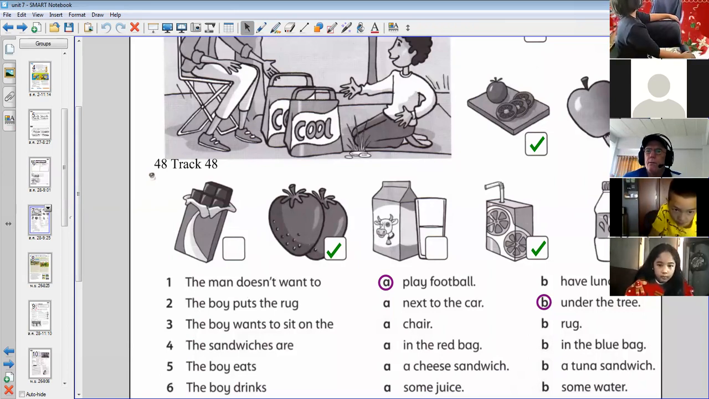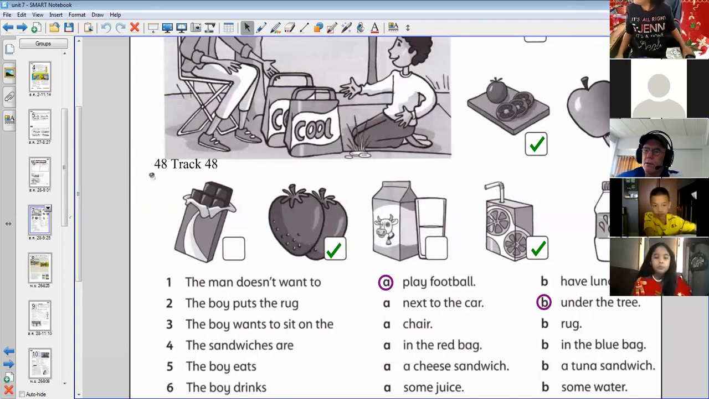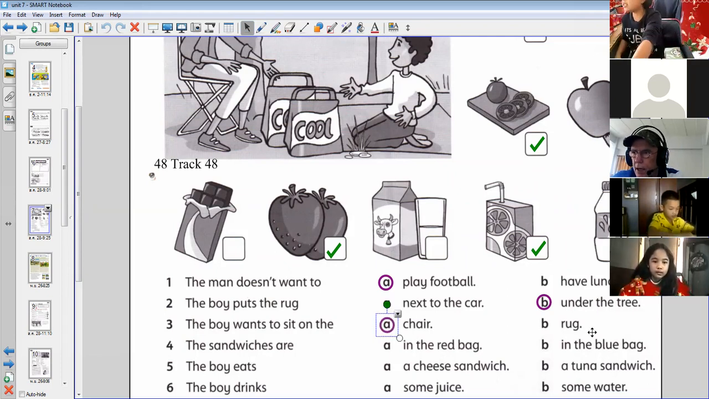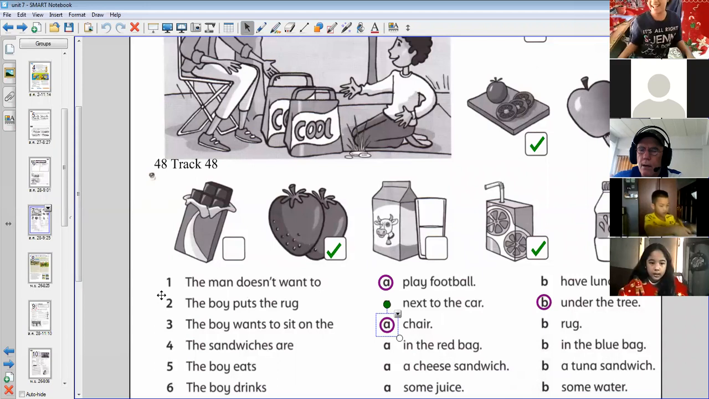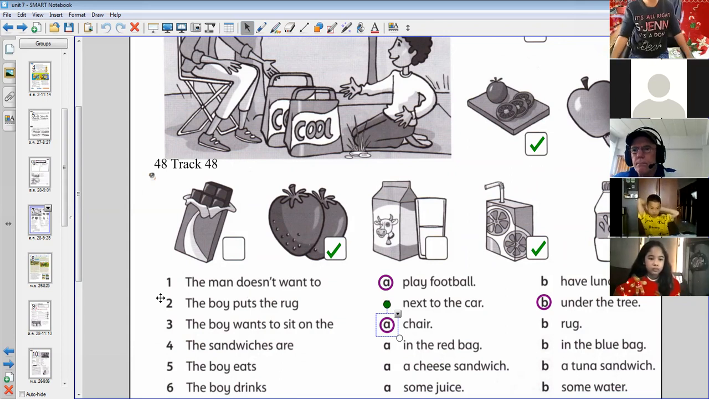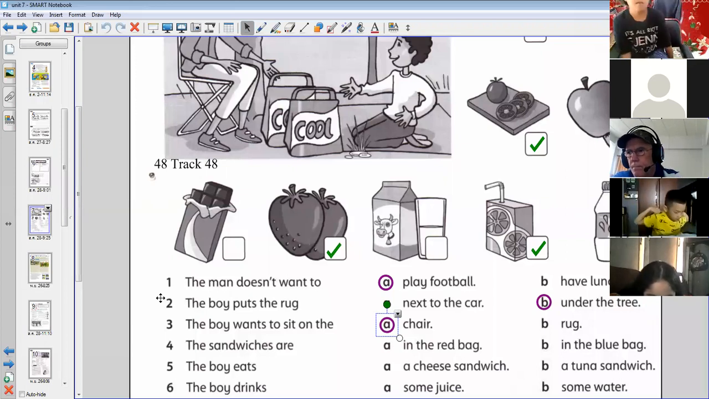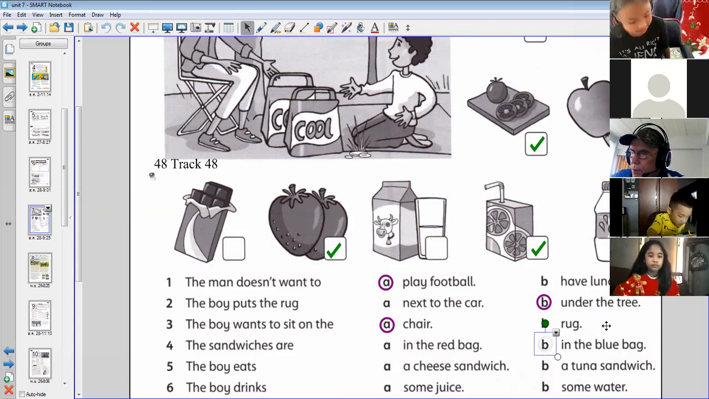The boy wants to sit on the. The boy wants to sit on the. Chair. The boy wants to sit on the chair is correct. He sits on the rug, but he wanted to sit on the chair. He wanted, past tense, remember that? Okay, number four. Maya. Wait, Maya. Anyone else? Okay, Maya, number four. The sandwiches are in the blue bag. Good. The sandwiches are in the blue bag.